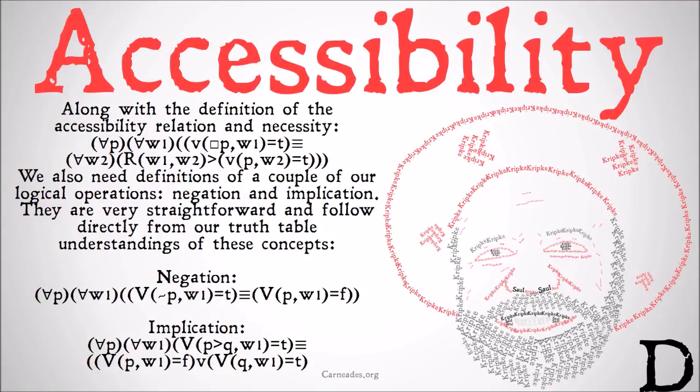Along with the definition of accessibility relation and necessity, which we've already stated, we also need definitions of a couple of our logical operators. Specifically, negation and implication is what we're going to go with here, but you could pick negation and disjunction as well. They're very straightforward and follow directly from our truth table understandings of these concepts. Negation: for all propositions P, all worlds, world 1, the valuation of not P in world 1 is true if and only if the valuation of P in world 1 is false. That's just the definition of negation. Implication: for all P and Q and all worlds 1, the valuation of P implies Q in world 1 is true if and only if the valuation of P in world 1 is false, or the valuation of Q in world 1 is true.